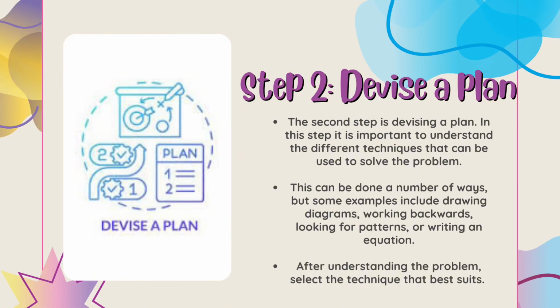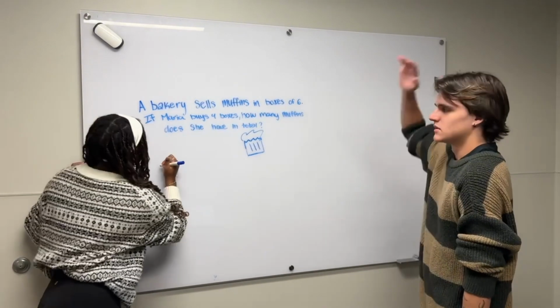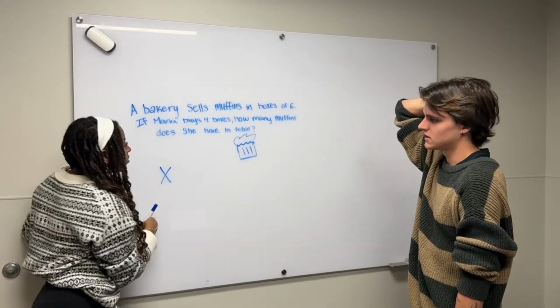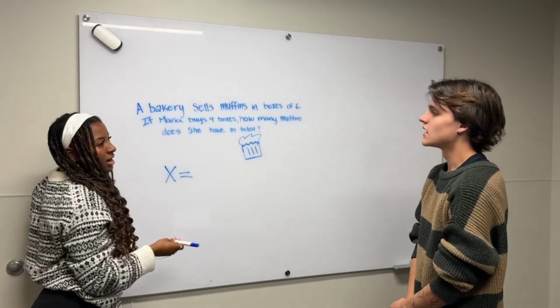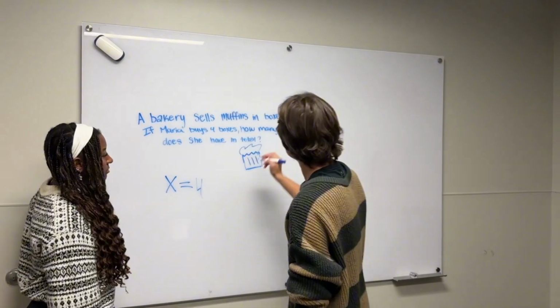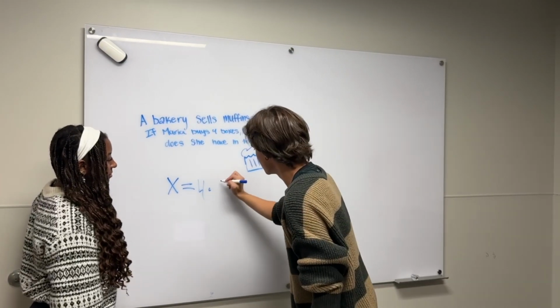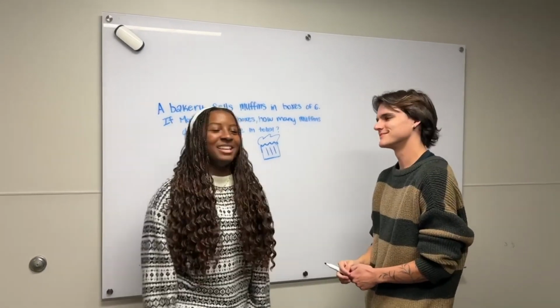It's important to understand the different techniques that can be used to solve the problem. This can be done a number of ways, but some examples include drawing diagrams, working backwards, looking for patterns, or writing an equation. After understanding the problem, select the technique that best suits you. This problem requires multiplication. So we're going to use an X to represent the total number of muffins Maria has, and then we can set up an equation to solve for it. Oh, okay. So if Maria buys 4 boxes, and each box has 6 muffins in it, then it's just 4 times 6. Great! Now let's move on to step 3, executing the plan.